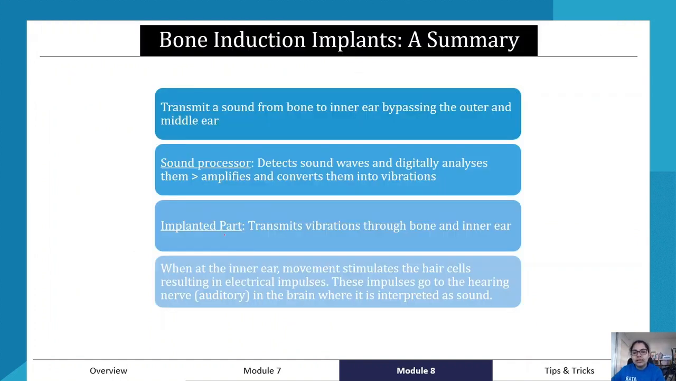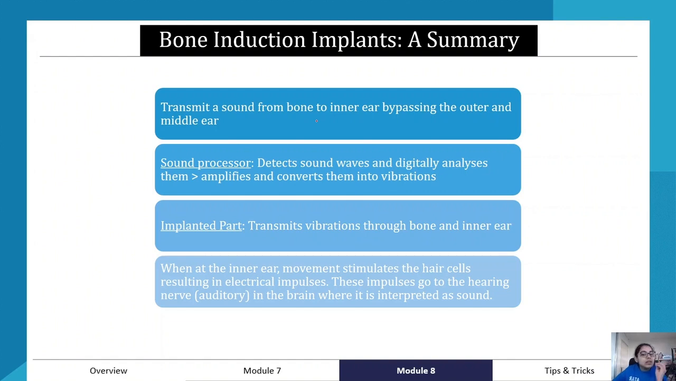Okay, so here's a more detailed process. We transmit sound from bone to inner ear, bypassing the outer and middle ear. So we're not worrying about the eardrum, the ossicles, or the outer ear. There's a sound processor which will detect the sound waves, analyze them, amplify them and convert them into vibrations.